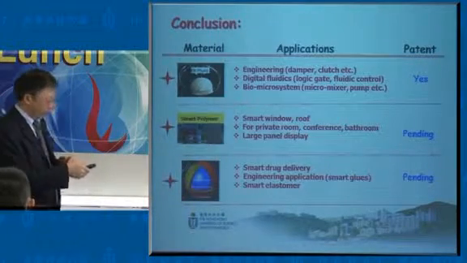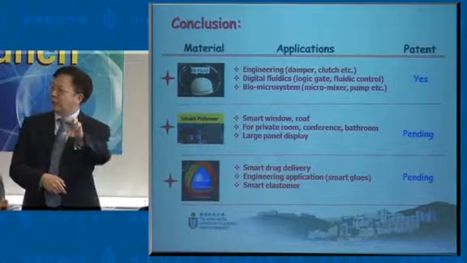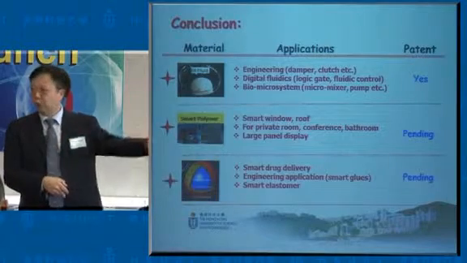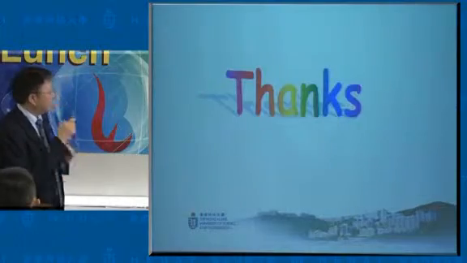Another one, you can use a smart elastomer. Smart elastomer, you can use in a damping system. You can even use it in a train damping system, using these materials. Okay, so thank you very much.